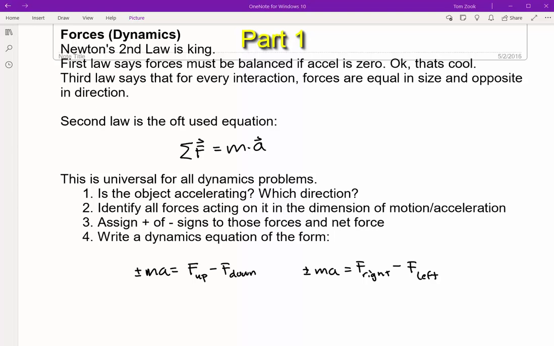Welcome to a little, who am I kidding, not little. It's going to be a lengthy look at forces or dynamics, however we like to call it, Newton's laws, third way of discussing it, in order to get ourselves a little bit more prepared for the AP exam.